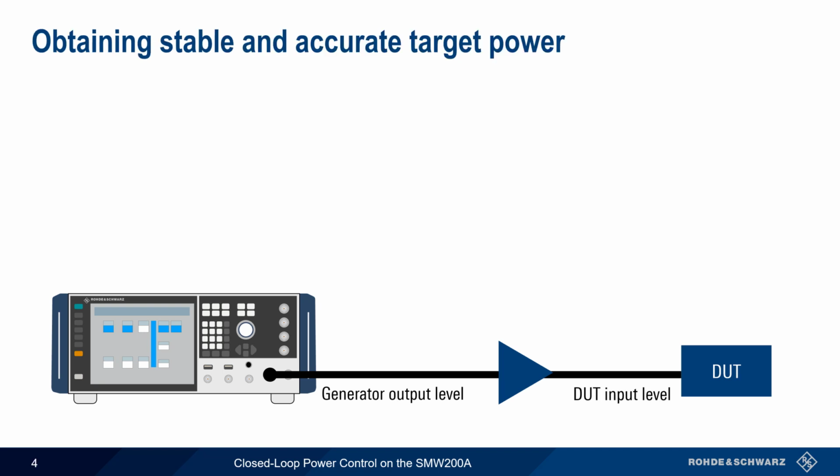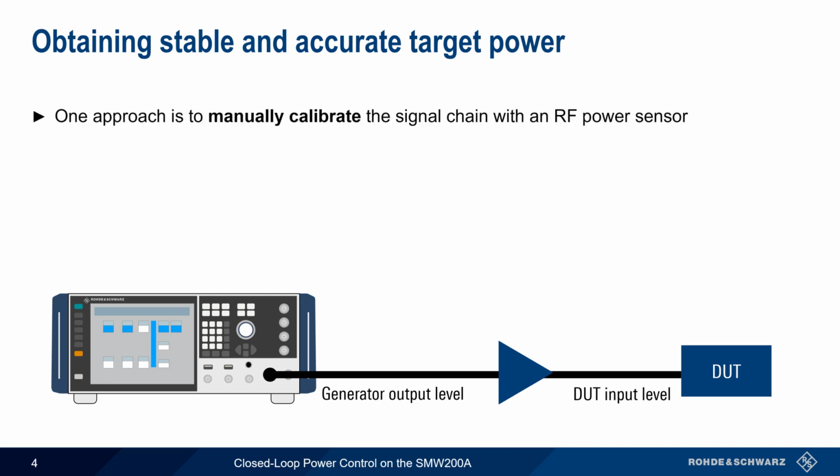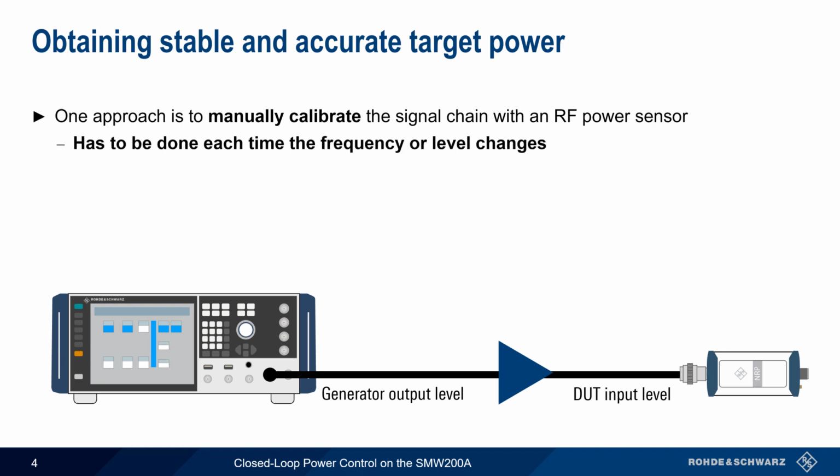There are several approaches to this issue. The first is to manually calibrate the signal chain using an RF power sensor. The DUT is temporarily replaced by the sensor in order to determine the appropriate offset to be entered on the generator. The greatest disadvantage of this approach is that it has to be performed every time the frequency or the level of the generator changes.